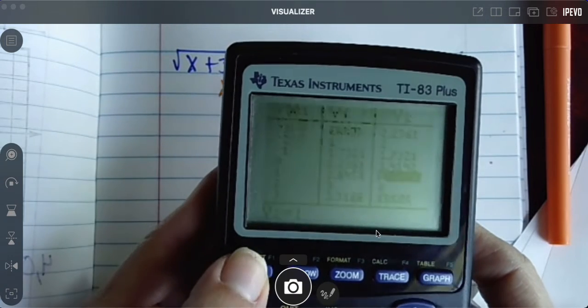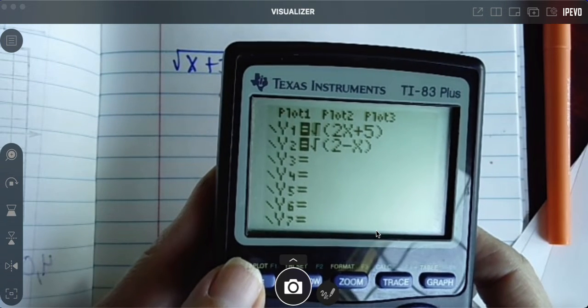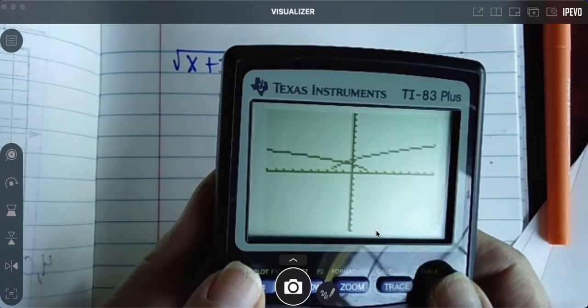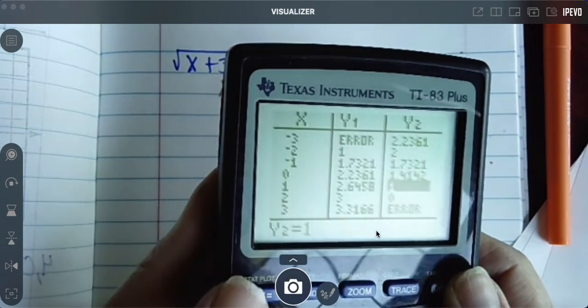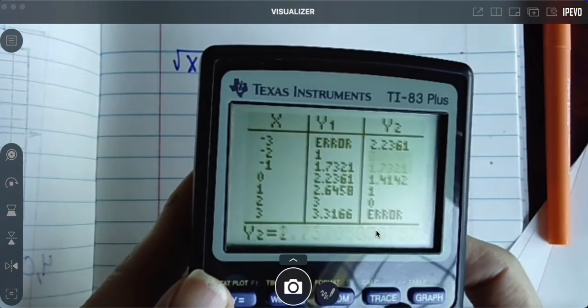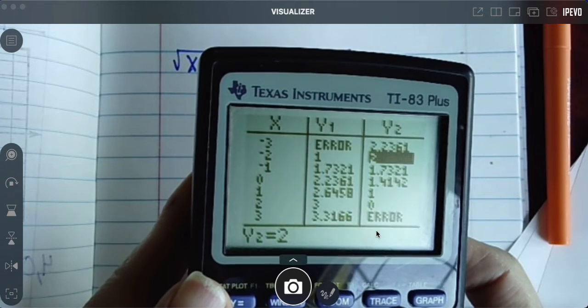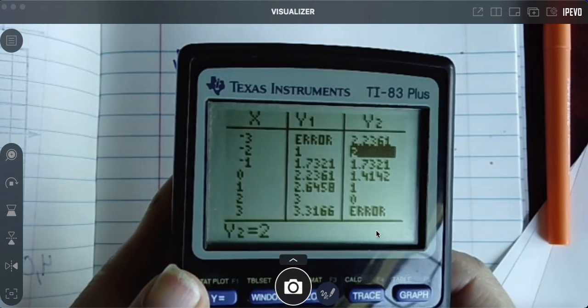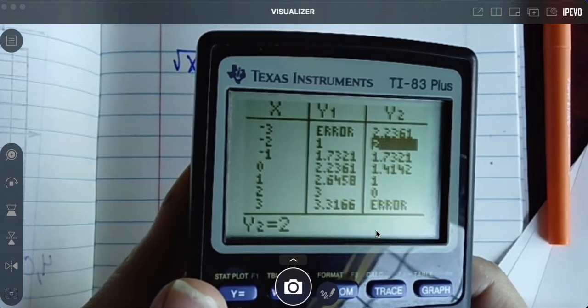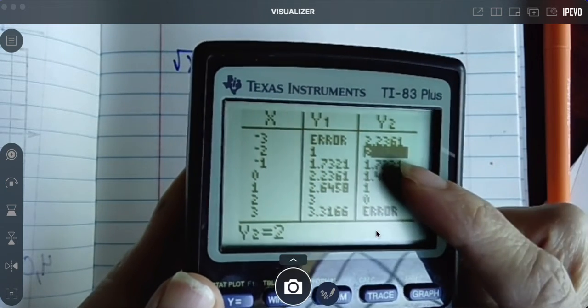Did I put mine in wrong? No, I got mine right. 2x plus 5 and 2 minus x. So I got 1 and 1. If I'm looking at my Y2, I get -2 and 2. Yeah, that's mine. Okay, that's what mine looks like. -2 and 1. No, what about this one? Does it not have a 2?